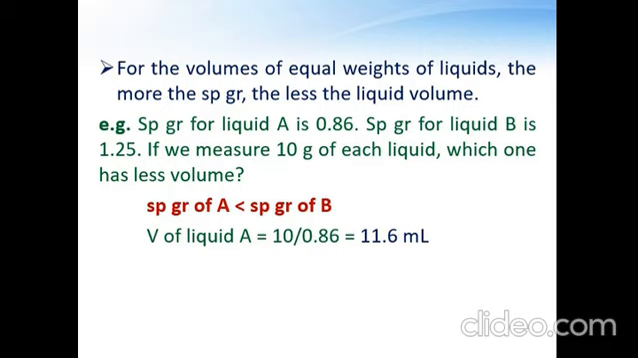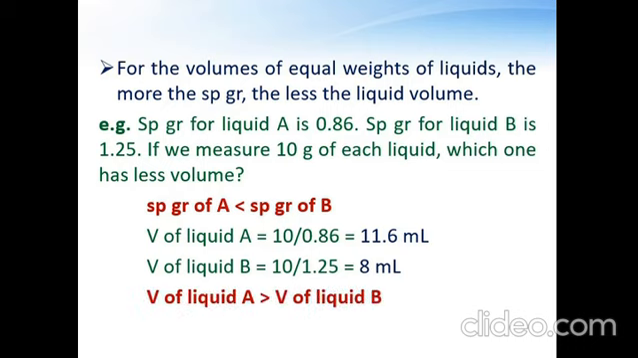And so the volume of liquid A, we directly use 10 divided by 0.86. We get 11.6 ml. And the volume of liquid B is 10 divided by 1.25, that is 8 ml. So from there we know, okay, for the same weight of liquids, equal weights of liquids, the more the specific gravity, the less the liquid volume. So the volume of liquid A is more than the volume of liquid B, although the specific gravity of A is smaller than the specific gravity of B.